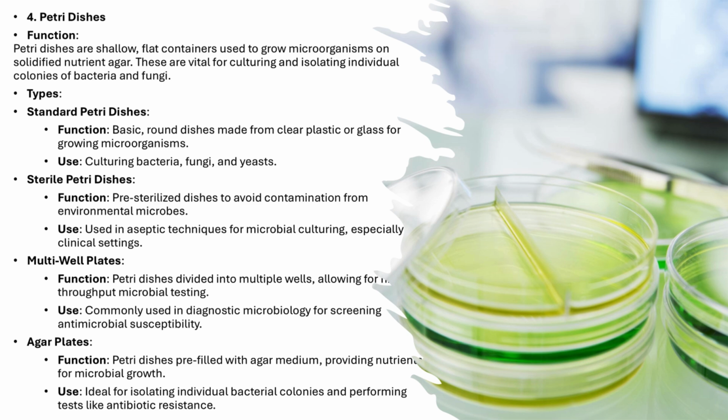There are a few different types of Petri dishes, each with specific purposes. Let's break them down. Standard Petri dishes. These are the classic, round dishes made from clear plastic or glass. They're used for growing a wide range of microorganisms, from bacteria and fungi to yeast. They're perfect for general culturing needs.